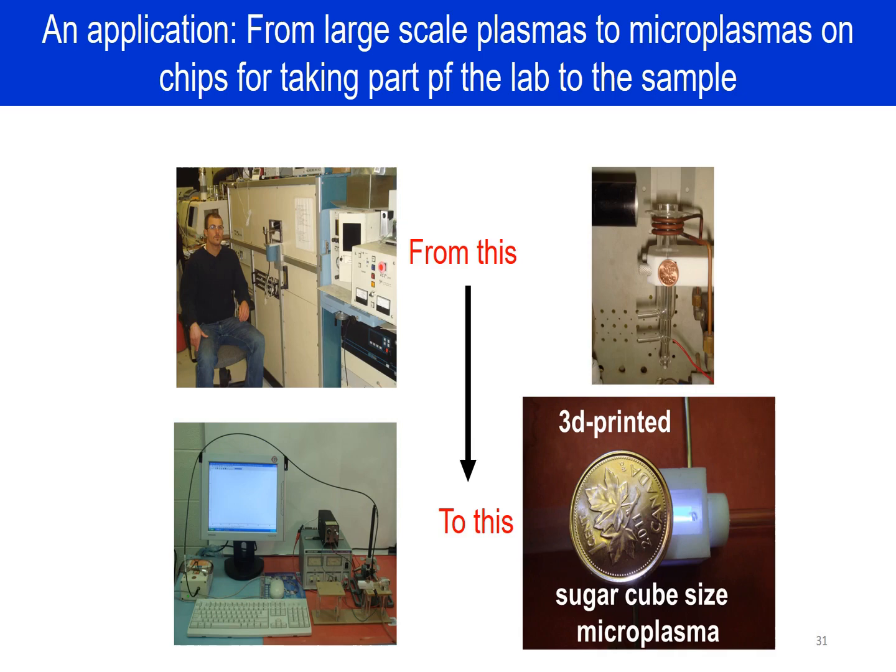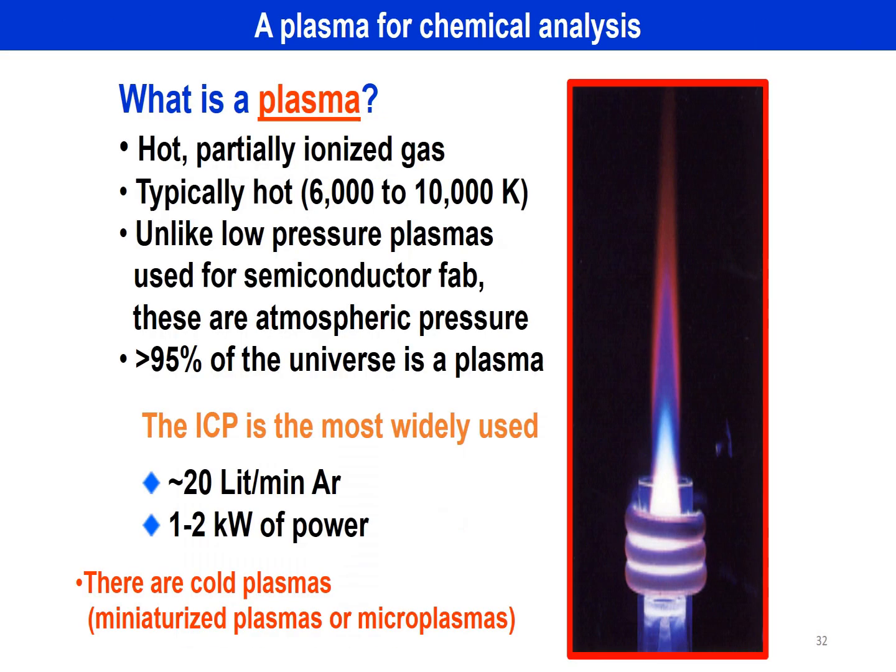So you may ask, what is a plasma? At least as it's used for chemical analysis, not for semiconductor fabrication. It's a hot, partially ionized gas, 6 to 10,000 degrees hot. This is what one gets at the surface of the sun. Unlike low pressure plasmas that are used for semiconductor fabrication, these are atmospheric pressure plasmas, and over 95% of the universe is really partially ionized gas, which is a plasma.